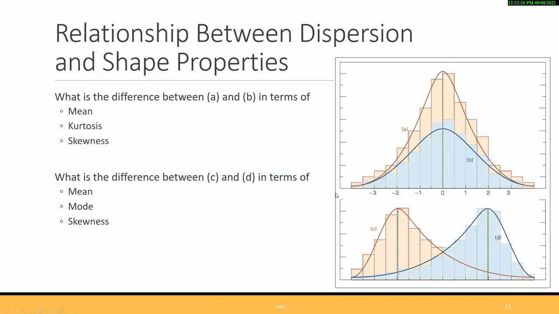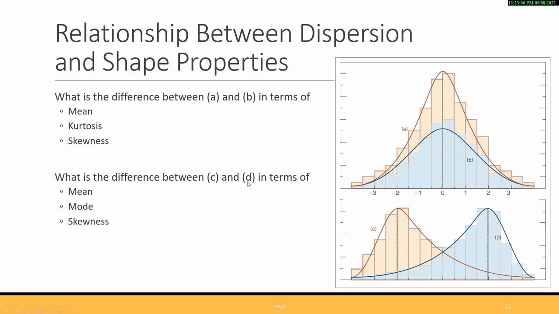So let's quickly have a look at these. So we have charts A and B. Let's think about what is the difference between the mean of A and B. Well, both the means are lying at 0. No difference. In terms of kurtosis or the shape, well, chart A has a taller peak, so positive kurtosis compared to B. Skewness, well, we see both of these charts are symmetrical. So in terms of skewness, there is no skewness, left or right.